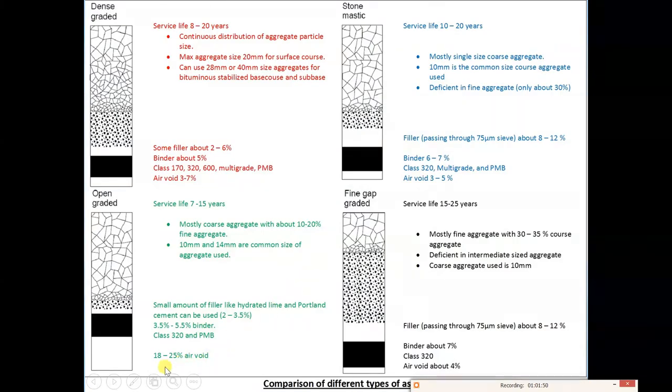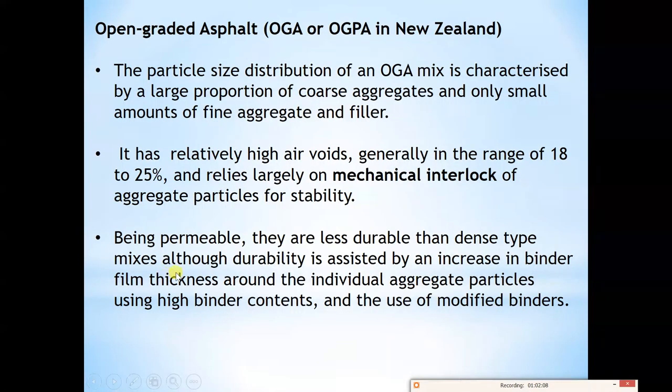It's the least durable. If you look at the service life, it's 7 to 15 years for this open graded. Dense graded is 8 to 20 years, stone mastic can reach up to 20 years, and the gap graded can reach up to 25 years. So this one has the shortest life. But the durability of the mix can be improved by the type of binder. If you use modified binders, the PMB, it will increase the durability of this asphalt.